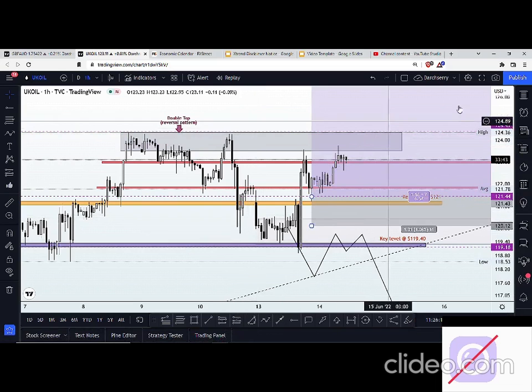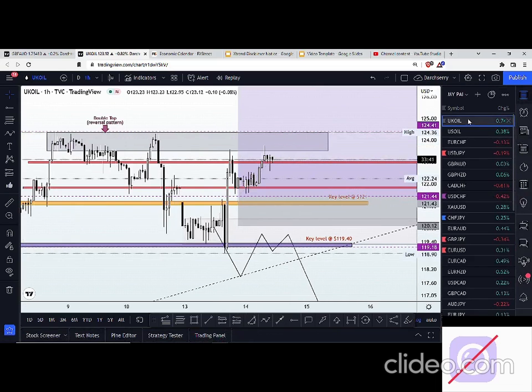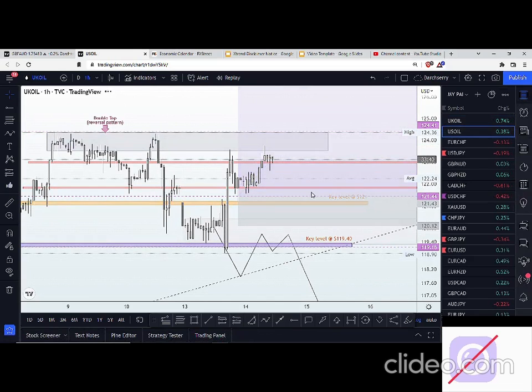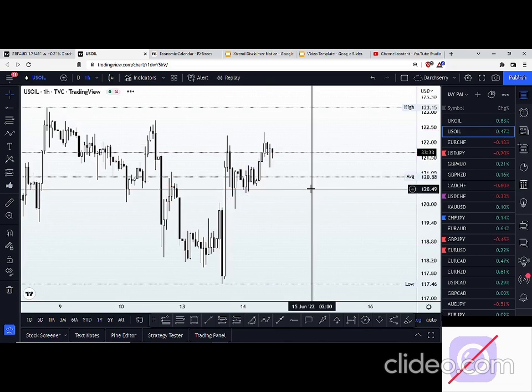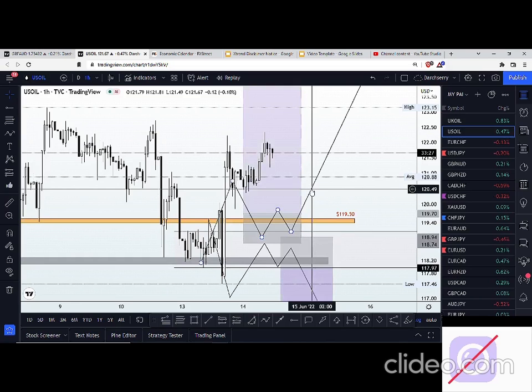So, we move on to the US oil. And here on the US oil, we have a similar scenario, where we had that bullish momentum that was established during the course of yesterday's trading session.